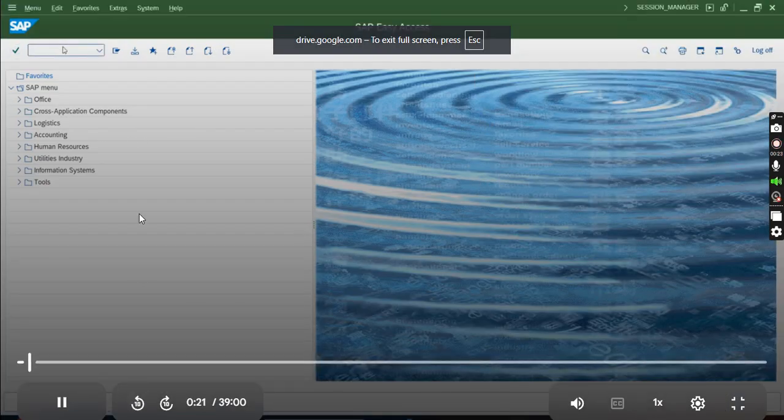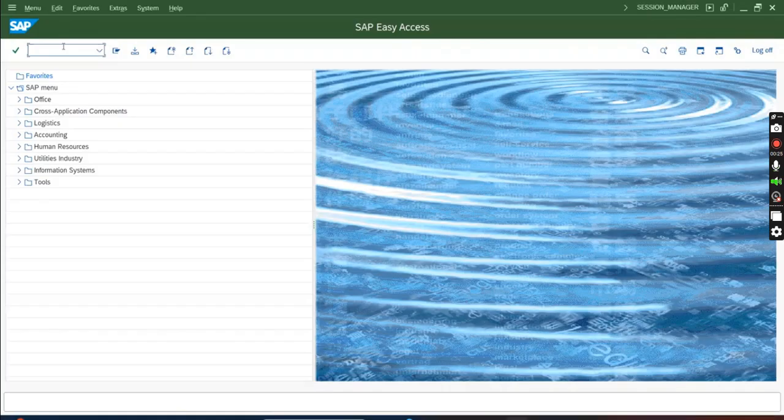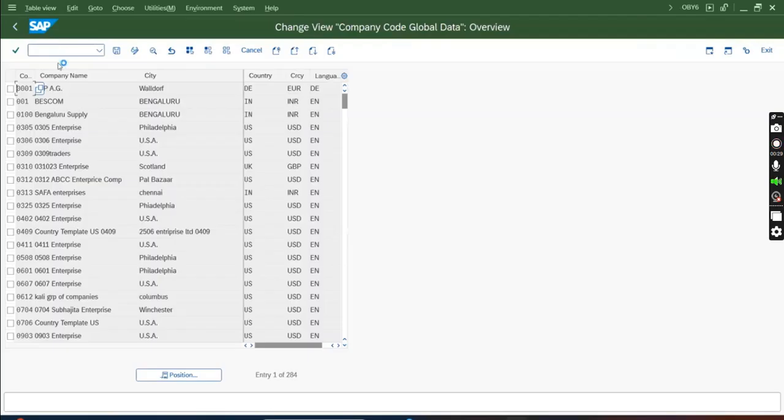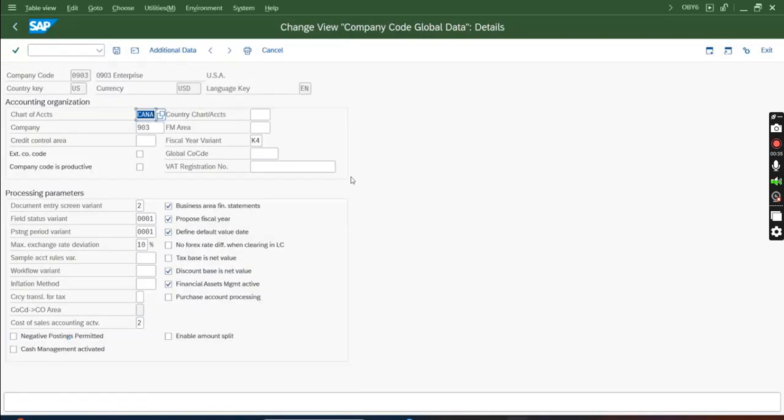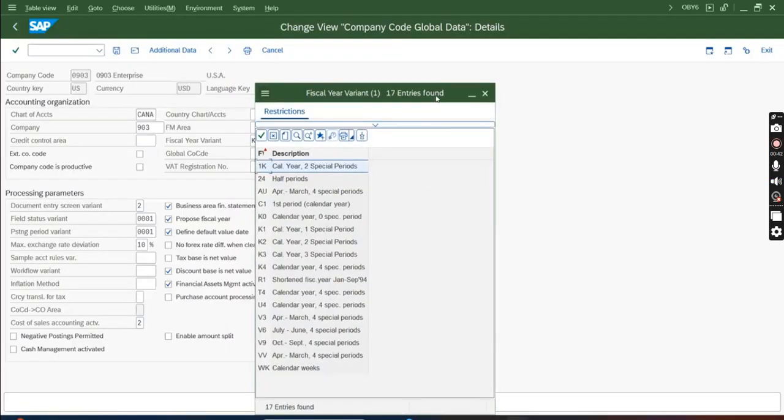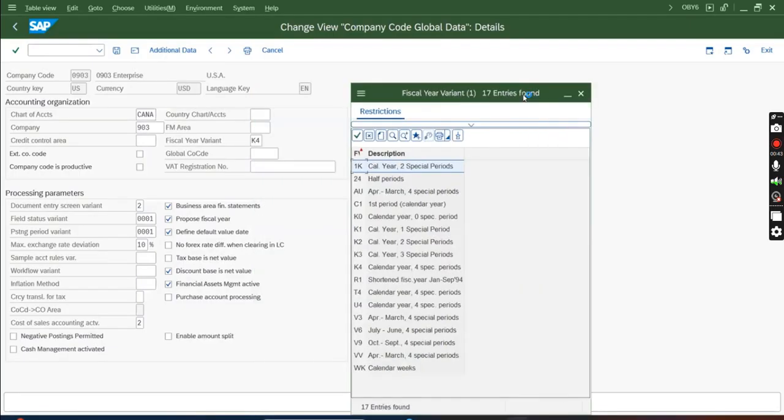Okay. So I was in the OBYC screen and I was explaining the company code that was just created yesterday. My company code is 0903, the last one, this one. And I was talking about the fiscal year variant. As I mentioned, different fiscal year variants can be created. Again, this will be created by the FI team.